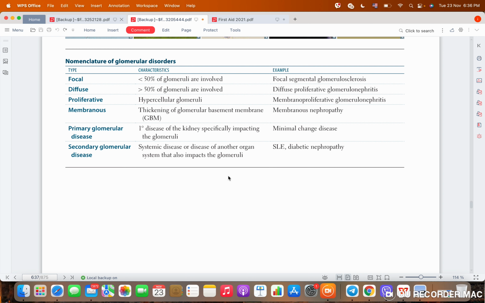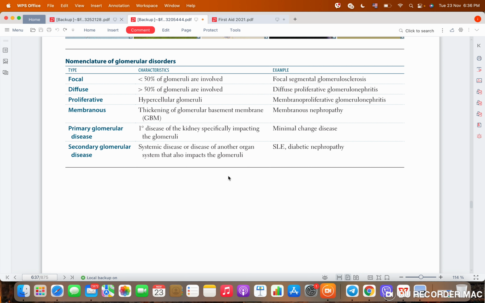The next thing I want you to know is about naming. So when we say acute kidney injury, AKI means acute kidney injury. Focal, when we say kidney pathology is focal, what does it mean? So here, for example, you can see focal segmental glomerulosclerosis.